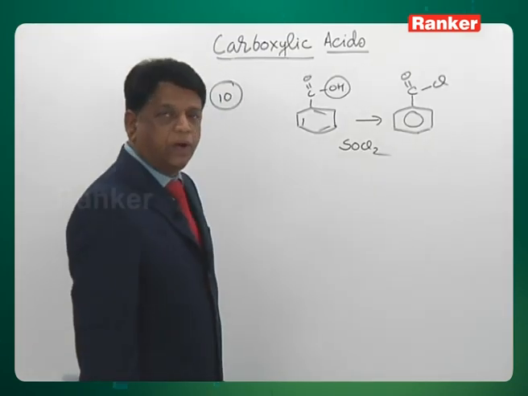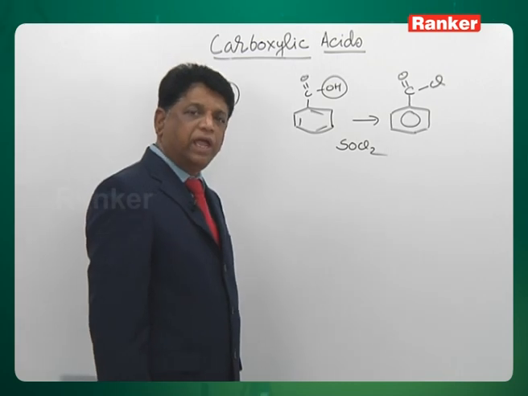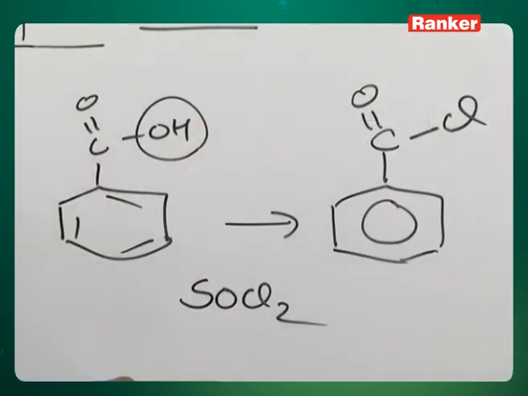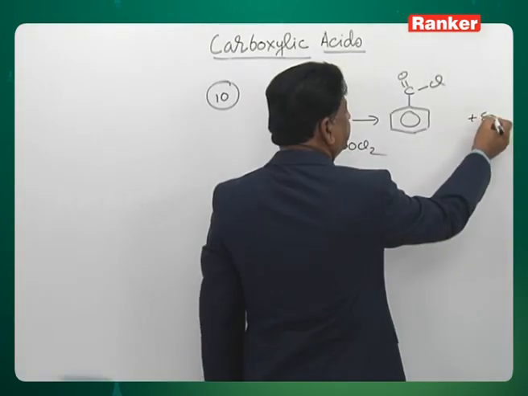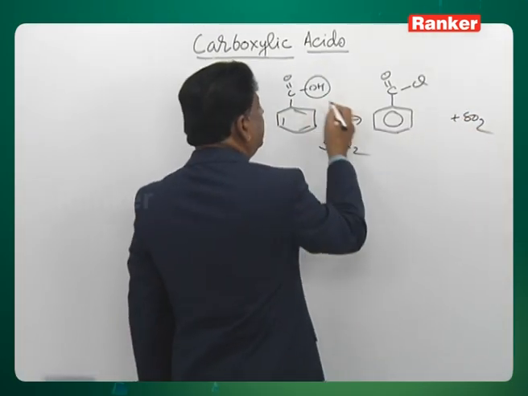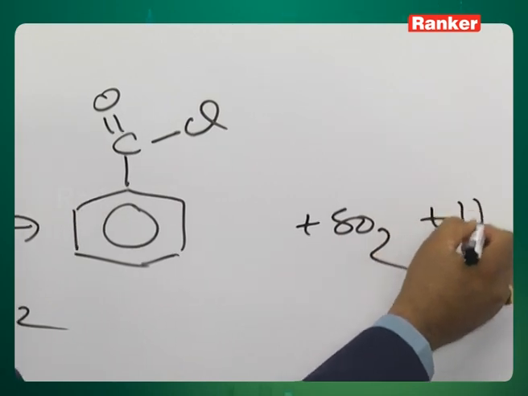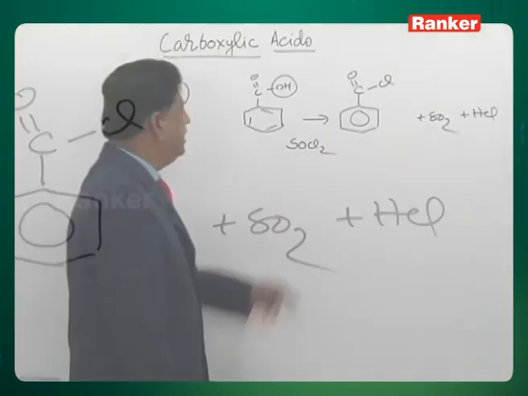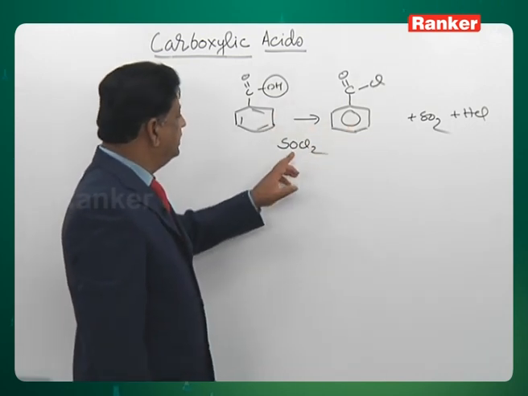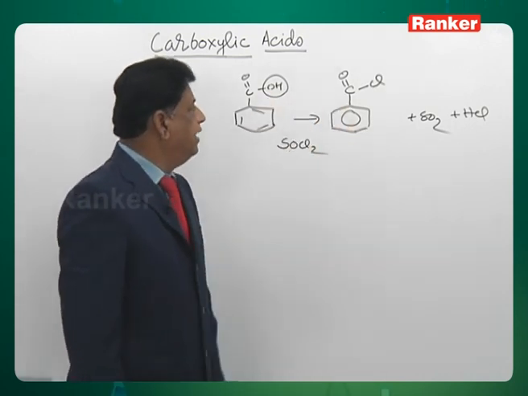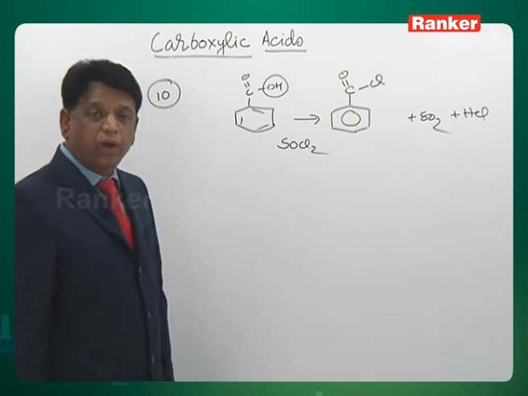SOCl2 is called thionyl chloride. It reacts with this, giving SO plus O becoming SO2 as a byproduct, and one Cl will come with H to form HCl. This is a balanced equation. H and Cl give HCl, and SO and O become SO2. The Cl will replace the OH, and you will get benzoyl chloride.